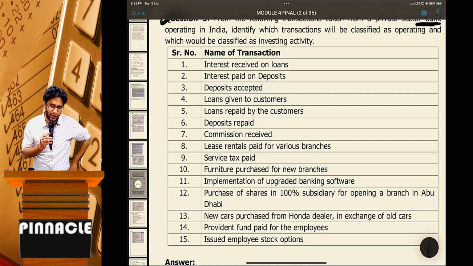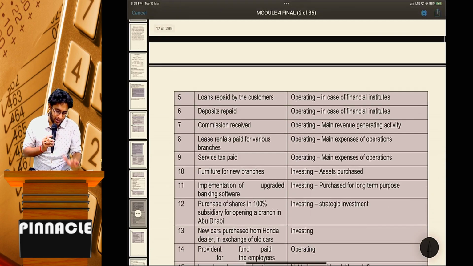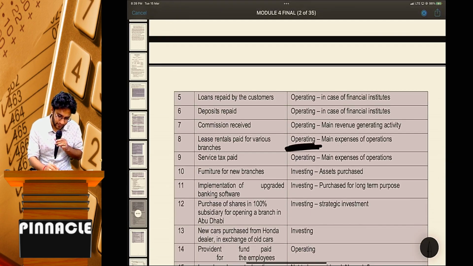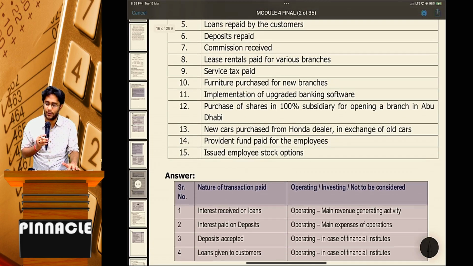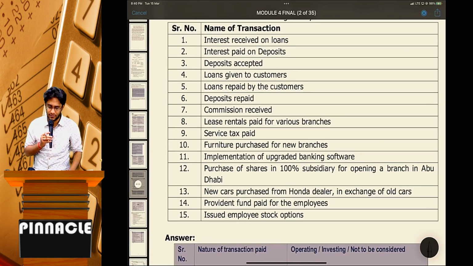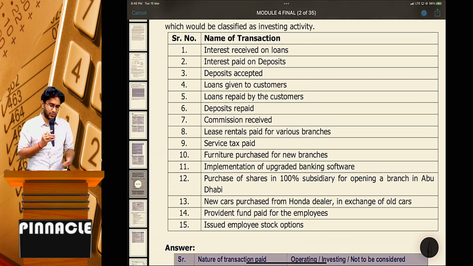Lease rents paid for various branches. Rentals, loosely talking, are operating. But actually under IND AS 116, once you capitalize it as a ROU asset and lease liability, the lease liability payment again they have to account for, sir. But in this question they treated it as operating activity only. They did not consider IND AS 116 here. Plainly they answered it, that's okay, leave it.